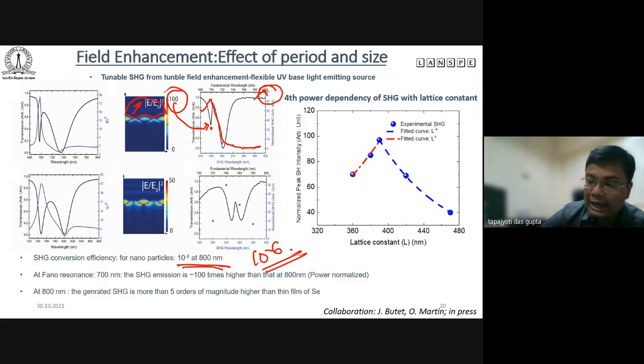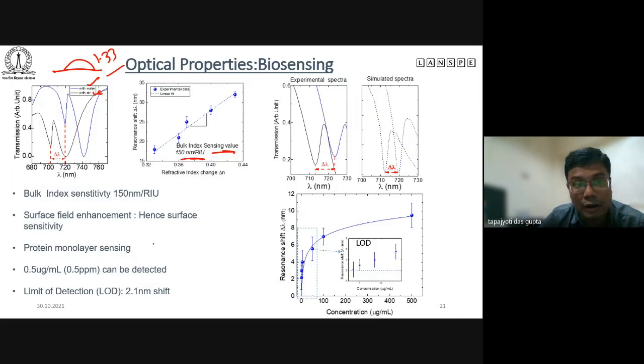And this is important for monolayer sensing, for example protein monolayer sensing, where even in a monolayer we see a 10 nanometer shift, as you see here, experimentally and by simulation. With a limit of detection, we could go down to 0.5 parts per million, a very, very minute quantity, with a limit of detection, as you see here, of around 2.1 nanometers.